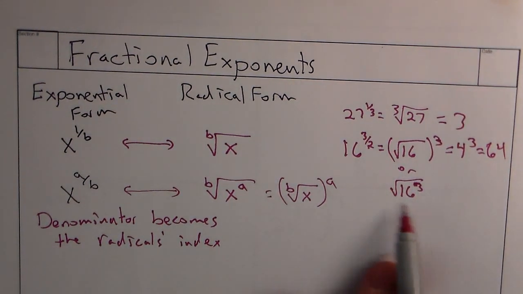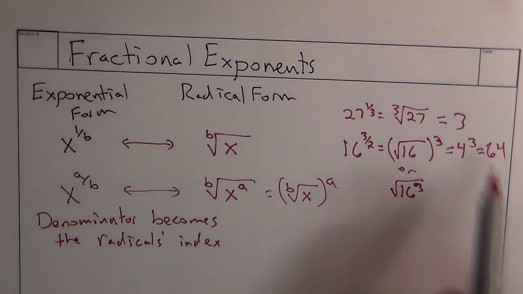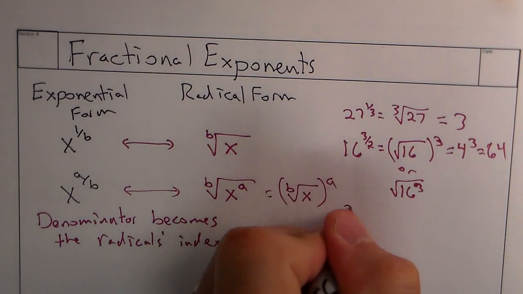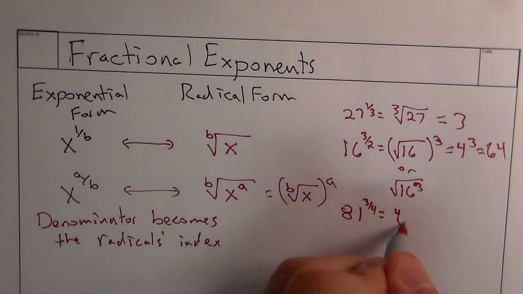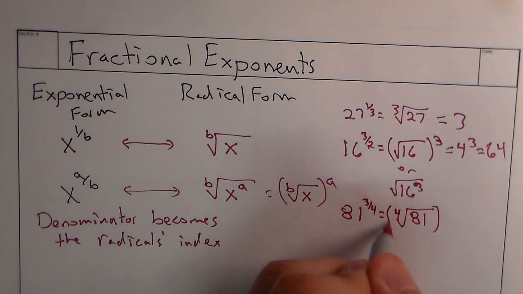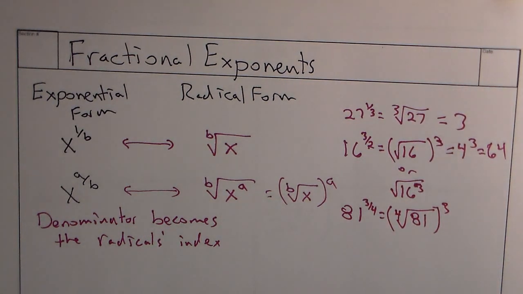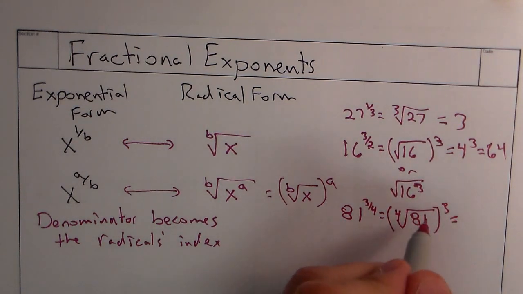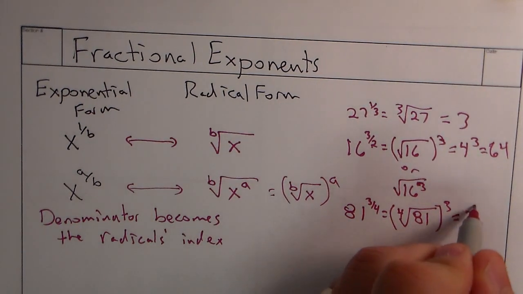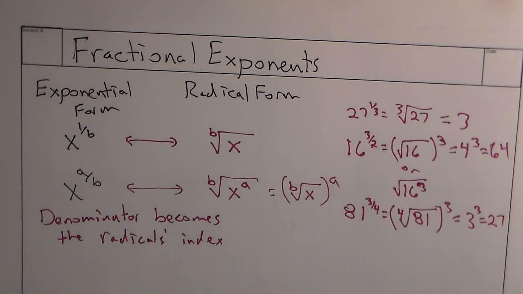There are some scenarios where this might be a little bit better, but in this case, I took that route. What if we did 81 to the 3/4 power? So that would be the 4th root of 81 to the 3rd. Simplify the radical, it always makes it a smaller value, then do the exponent. 81 is 3 to the 4th, so that takes a set of 3's out. We'd have 3 to the 3rd, which would be 27.